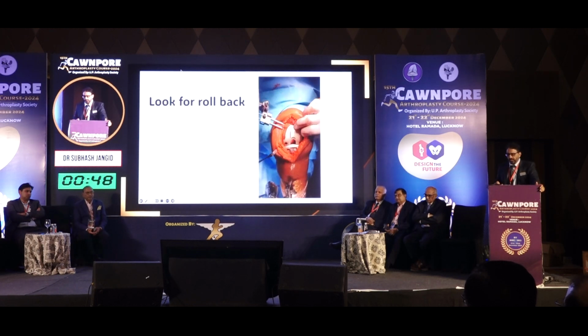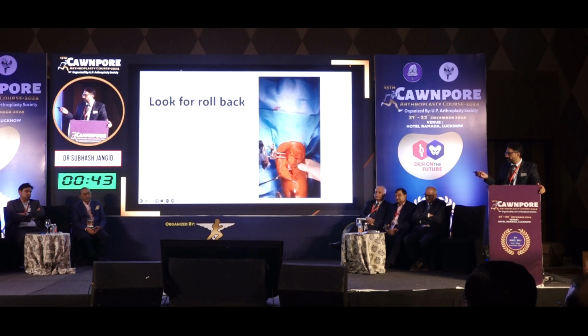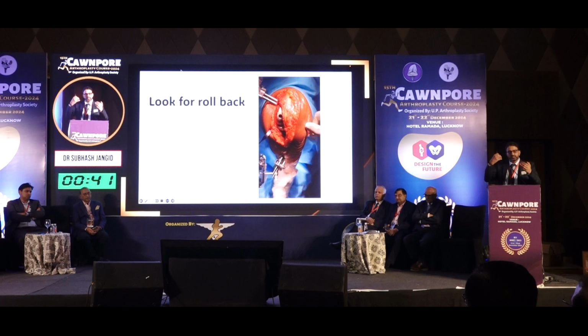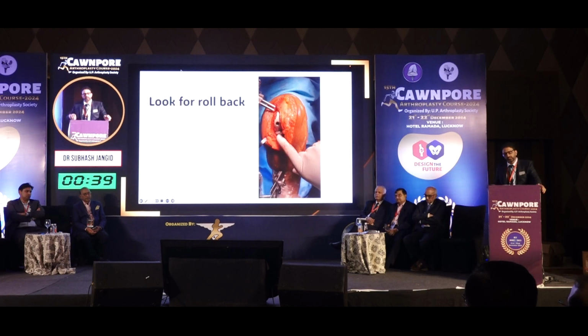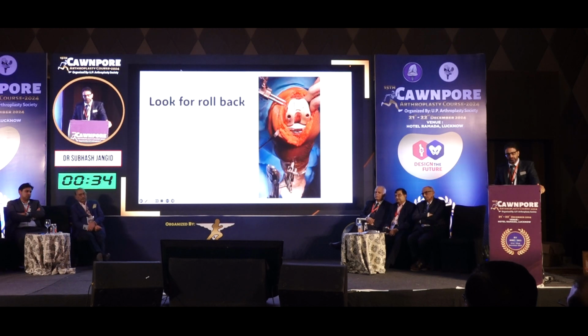And if you see from the top, the lateral part of the tibial plateau is more visible than the medial part. That means a definite rollback is happening on the lateral side. That's also an important trick to see when you are planning for a CR knee.